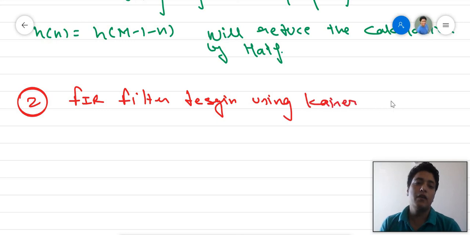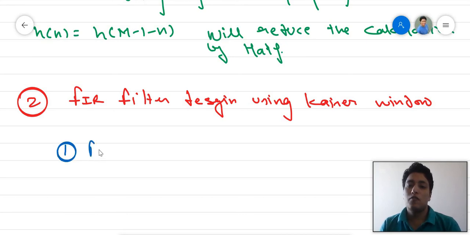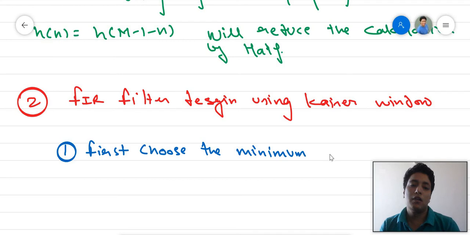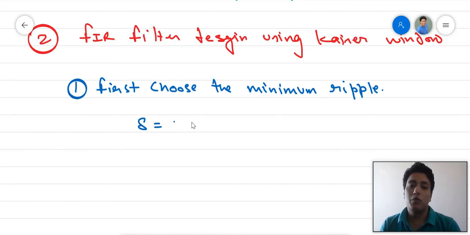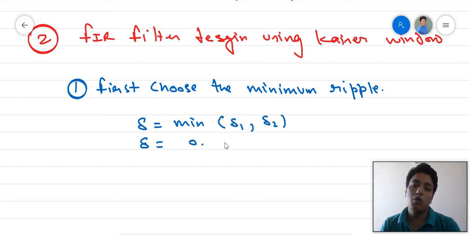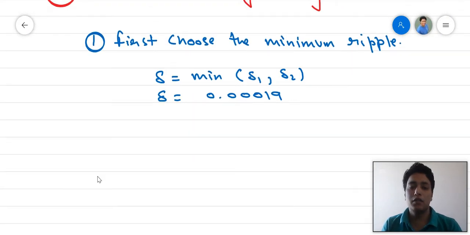Now this same filter we want to design with Kaiser window. In this process, part 1 is first choose the minimum ripple, as we have done before. Delta will be equal to minimum of delta 1 comma delta 2. So delta will be equal to 0.00019.